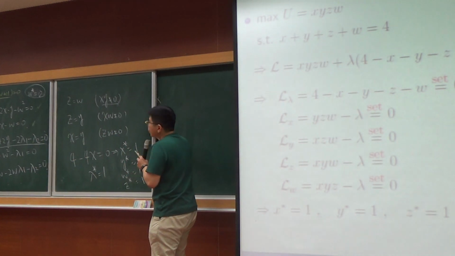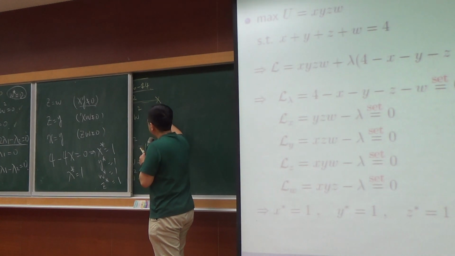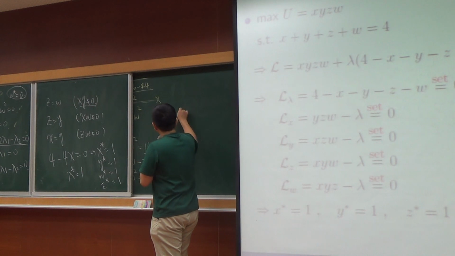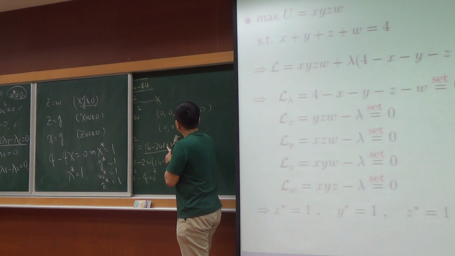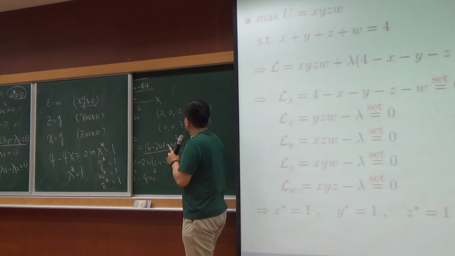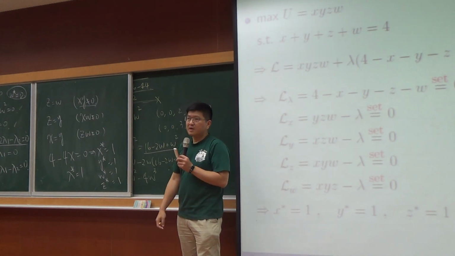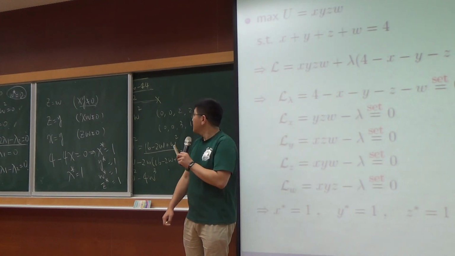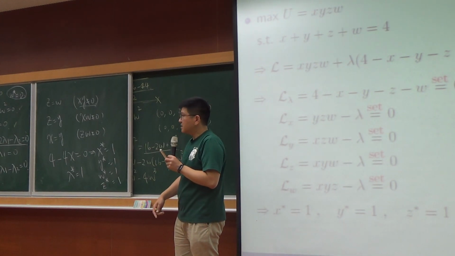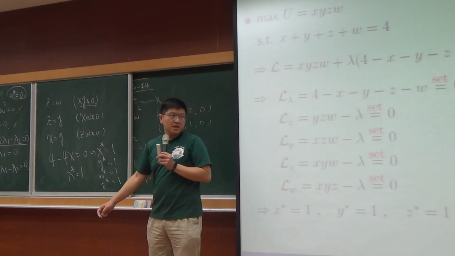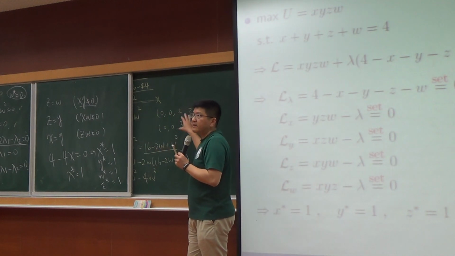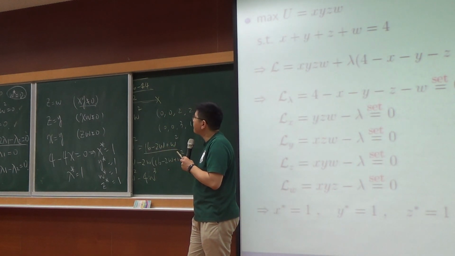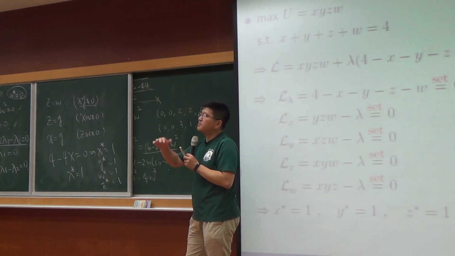So there will be another solution x, y, z, w, lambda. It would be 0, 0, say 2, 2, 0, or 0, 0, 3, 1, 0 is fine if the sum of w and z equals 4. But later on, you will see something about the matrix. All these kinds of solutions cannot be maximum or minimum.